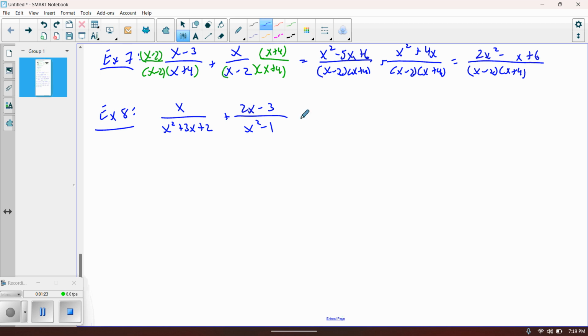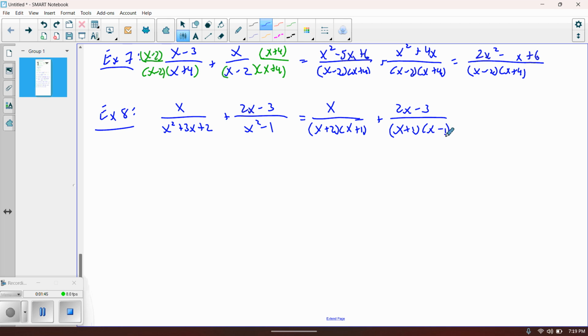So let's factor what we can. Let's factor the denominator of the left. That would give us x plus 2 and x plus 1. Okay, and then let's factor the denominator on the one on the right, which is a difference of squares, which will give us x plus 1 and x minus 1.